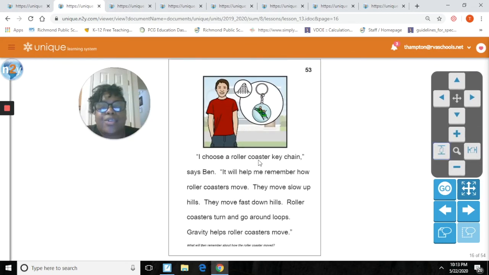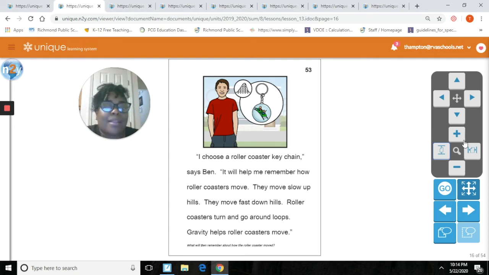I choose a roller coaster keychain, says Ben. It will help me remember how roller coasters move. They move slow up hills. They move fast down hills. Roller coasters turn and go around loops. Gravity helps roller coasters move.